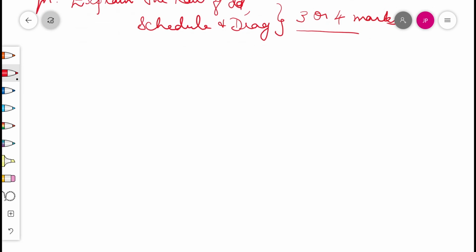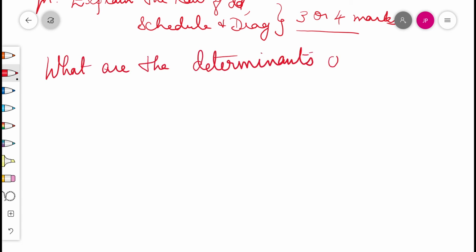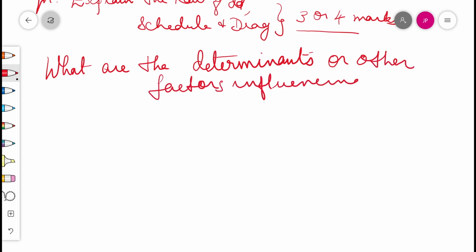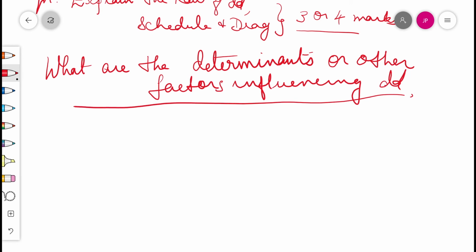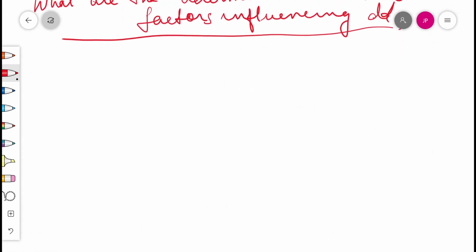So in this context, we can learn what are the determinants or other factors influencing demand. Already we have discussed them. Now we can explain briefly, one after the other. The first point, price of the commodity, same as the law of demand. Explain that answer. The second is related goods.